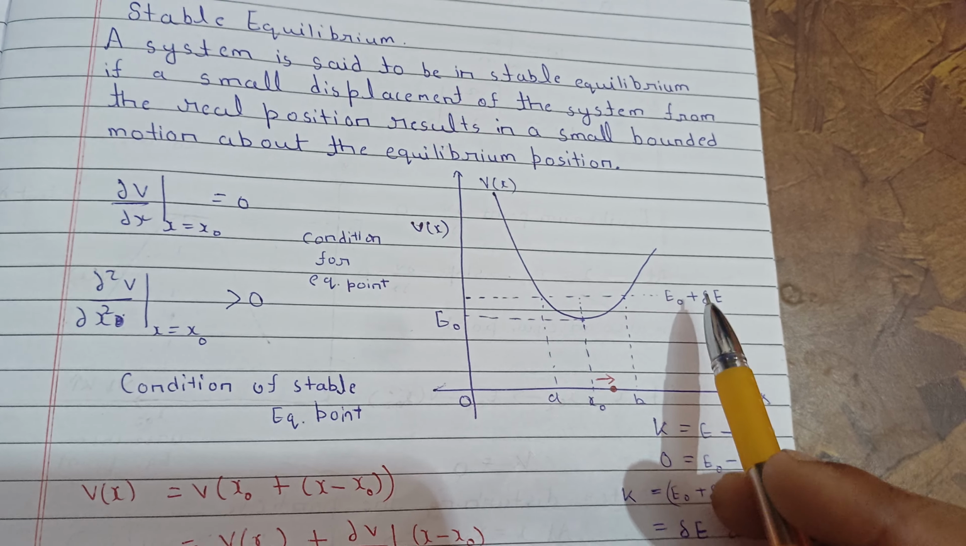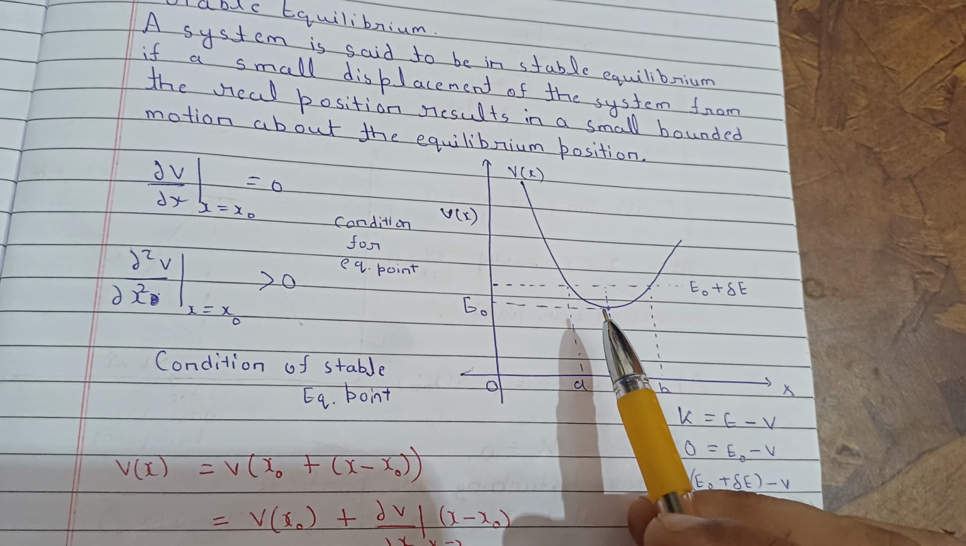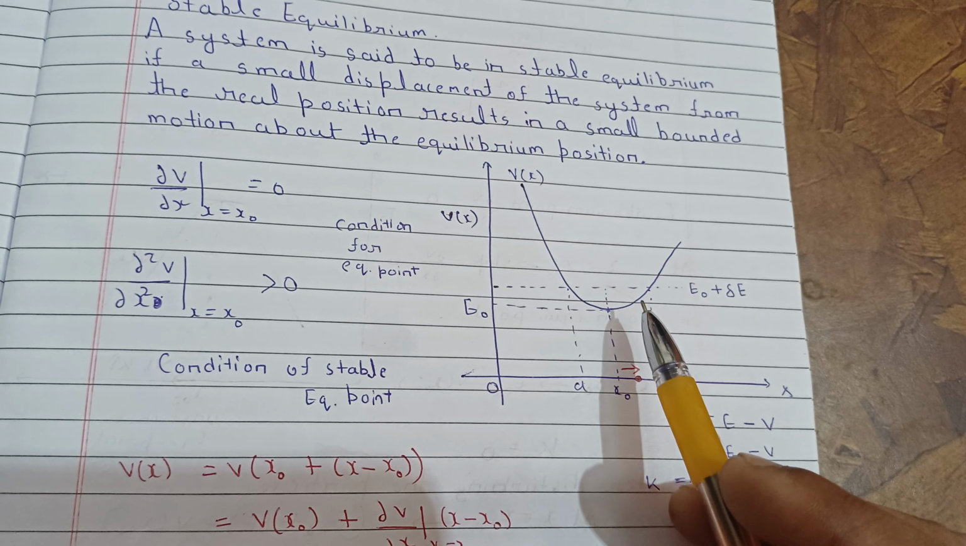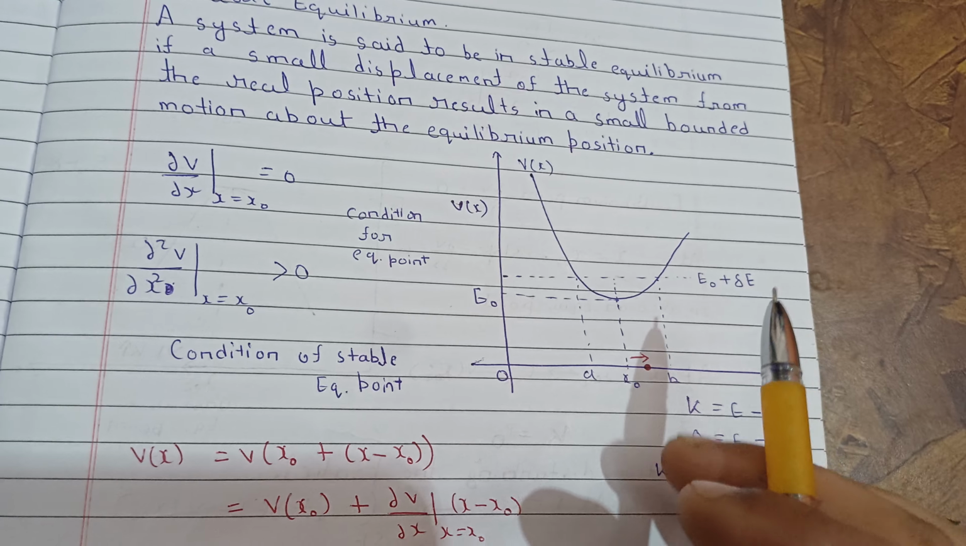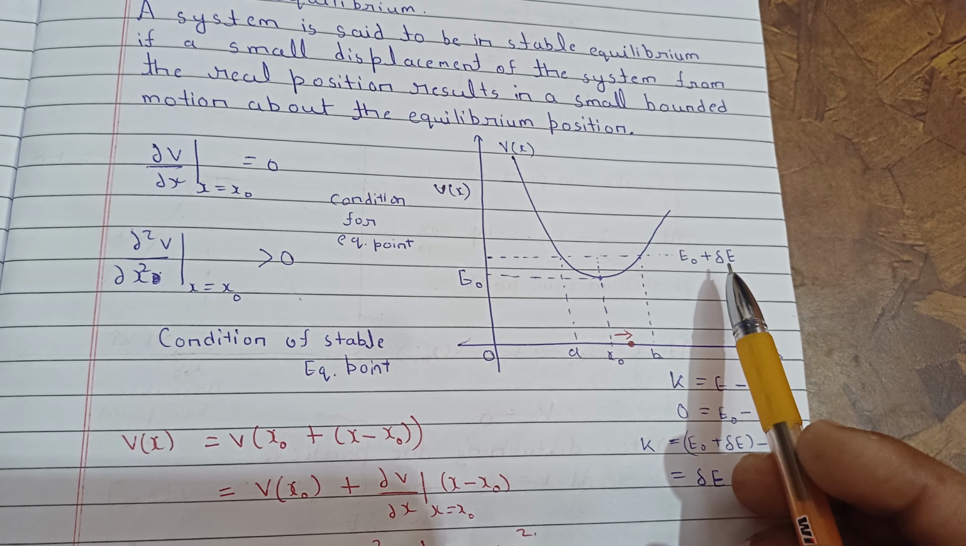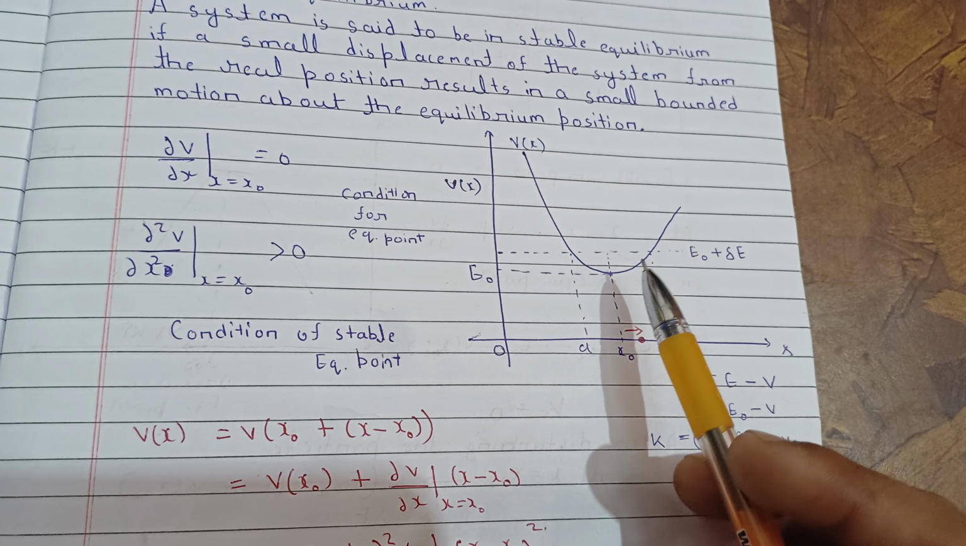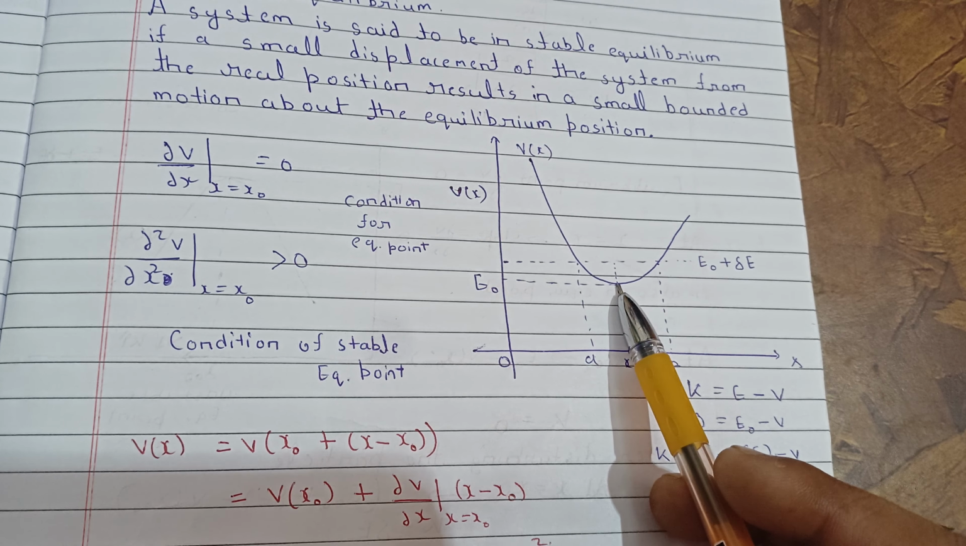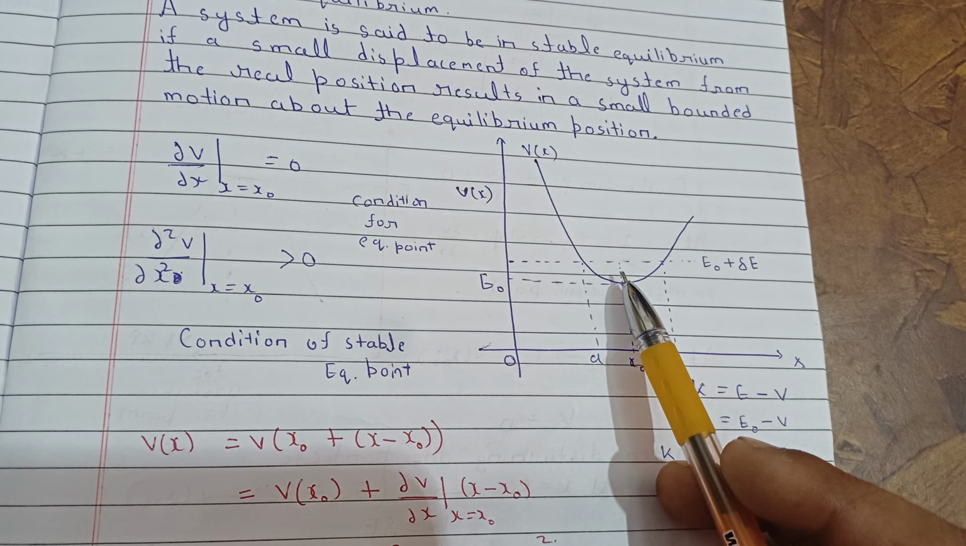So this was a small energy delta E. Now we need to find the frequency of this oscillation. This type of question was asked in previous years: what will the frequency be if it is disturbed a little bit in energy by delta E? That energy gives the extra kinetic energy, because at this point the kinetic energy is 0.